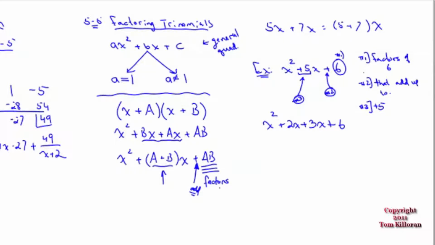Okay. After you do this, how many terms do we have? 4. And how do you factor something with 4 terms? Group them. So we're going to group the first two and yank out the greatest common factor. What's the greatest common factor between x squared and 2x? X. So you kick out the x, what's left behind? X plus 2.